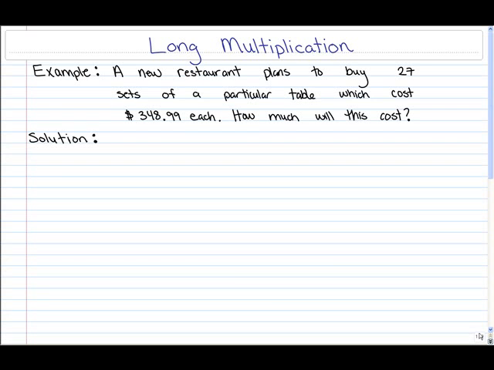In this video, we're going to take a look at long multiplication of an application question, which consists of decimal numbers. A new restaurant plans to buy 27 sets of a particular table, which costs $348.99 each. How much will this cost in the end? I want you to now pause the video and try this multiplication on your own.